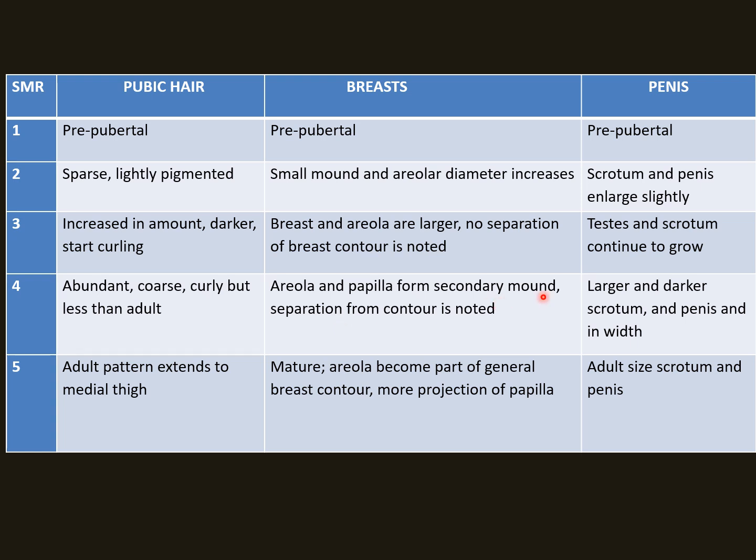So the key here is this separation. Stage 5, loss of this separation. So it will be on one contour. So the areola becomes part of the general breast contour, and you will see more projection of papilla.